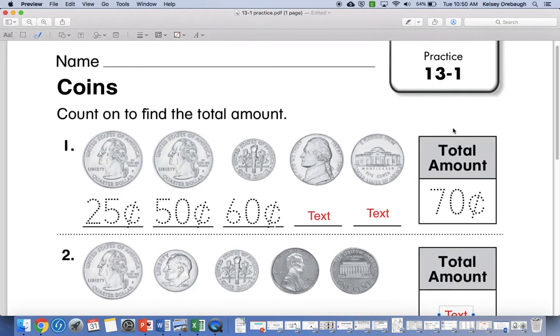All right. Practice 13-1, coins. Count on to find the total amount. Okay, so they've started number 1 for us. Let's first look at these coins that are laid out in front of us. I see 2 quarters, 1 dime, and 2 nickels. Quarters are worth 25 cents. A dime is worth 10 cents. Nickels are worth 5 cents each. They have started the counting process for us.